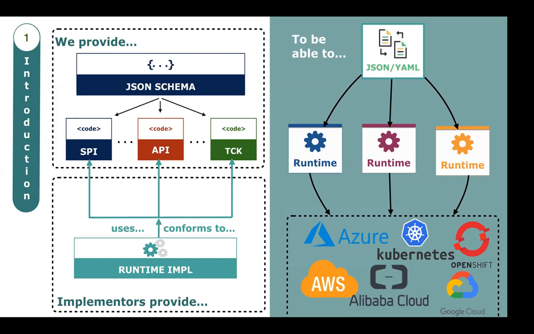In the community, there have to be implementers. These are basically runtime implementations that can use the provided SPIs and APIs to create runtime implementations for serverless workflows. They have to use those or create their own, and in order to conform to the specification, they have to pass the given tests in the TCK. What we're actually trying to achieve, the main goal, is to be able to write JSON or YAML-based workflows, as the specification has both formats available, which can execute on many different runtimes, and by that be deployed on many different cloud providers. So that's the core idea behind the specification and what we're striving to do.